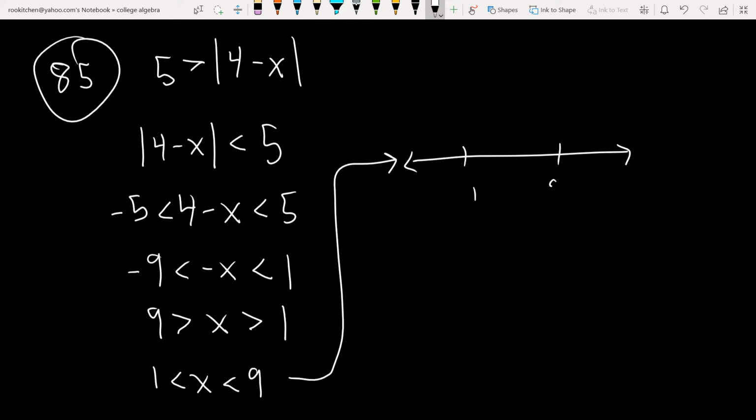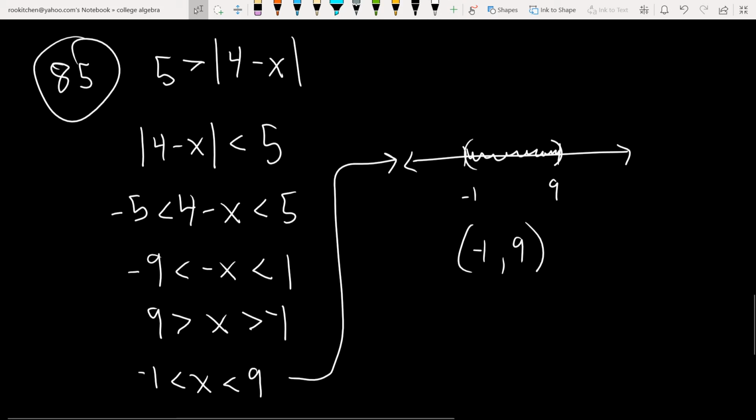So here's 1, here's 9. On the number line, it will look like this, where we don't have the line underneath the inequality, so we use parentheses instead of brackets. And so our solution is the interval from 1 to 9. Or is that negative 1? Whoops, yeah, so when I multiply by a negative, that should be negative. Sorry.